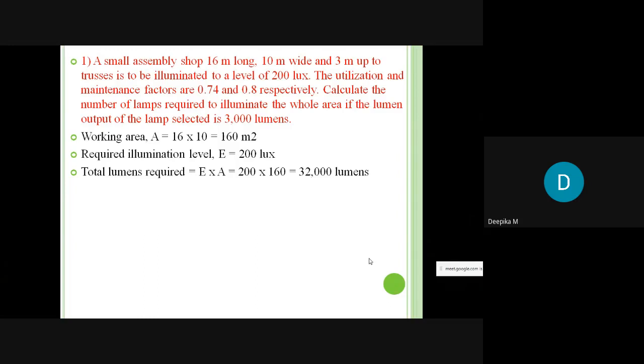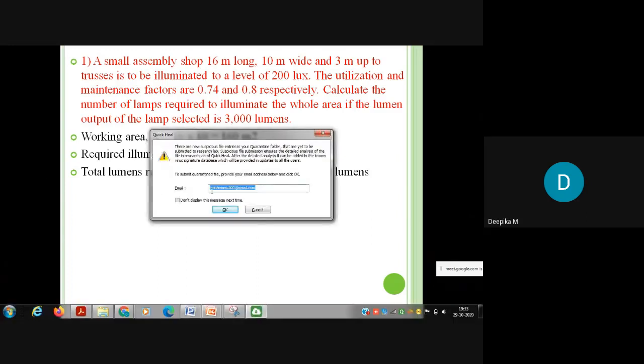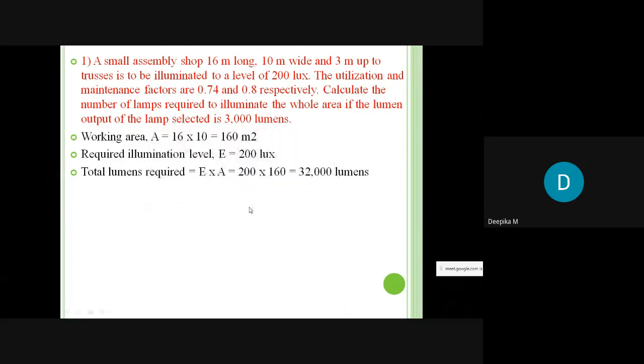Because we know the formula that illumination is flux per unit meter square, that is, how much flux is falling per meter square. So the total lumens required, phi, is E into A, which is 200 into 160, equal to 32,000 lumens.